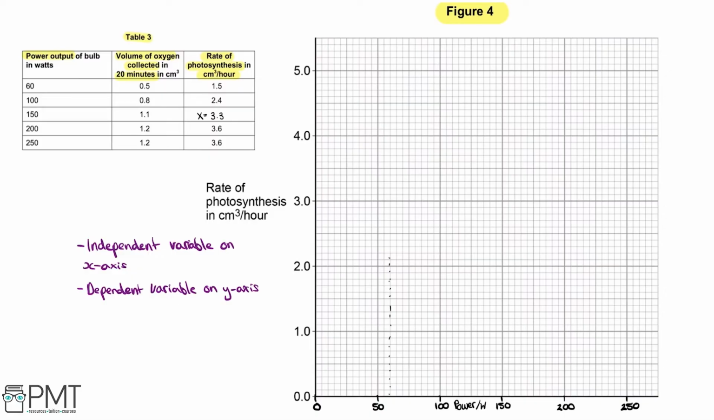Make sure not to accidentally start plotting the values for volume in 20 minutes. So we work our way up from the value of 60 on the x-axis, and then on the y-axis we plot along at our value of 1.5, and then we make an x where they cross. So you just repeat that process for each of the points. So the next one will be 100 and 2.4, then your 150 and 3.3, 200 and 3.6, and then 250 and 3.6. Once you've got all of them down, you then do a nice smooth curve of best fit, and it should go through all of your points.